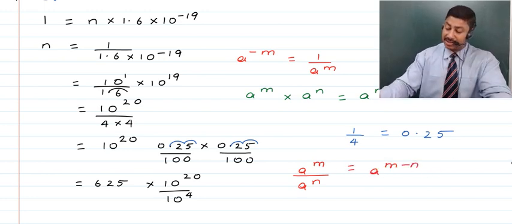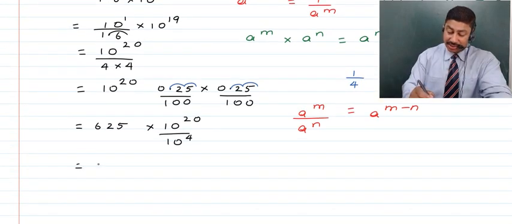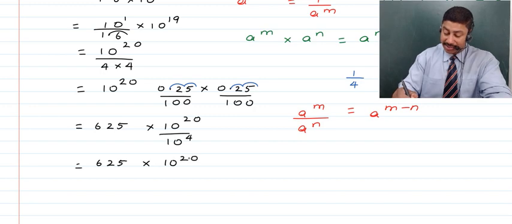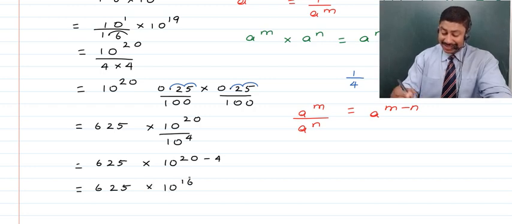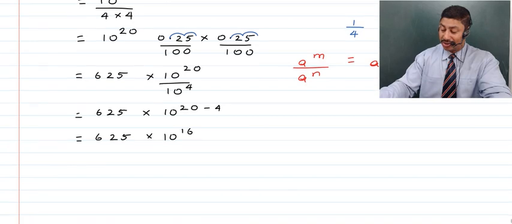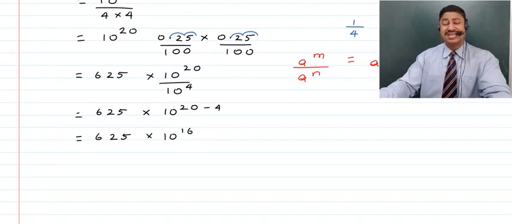So similarly, this is then going to become equal to 625 into 10 raised to the power 20, from which 4 is going to be subtracted. So it will become equal to 625 into 10 raised to the power 16, and this can become your answer. Although in physics what we do is we just keep one number before the decimal point and the rest after the decimal point.